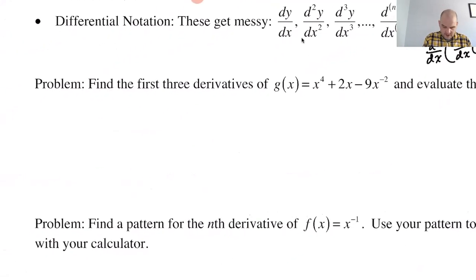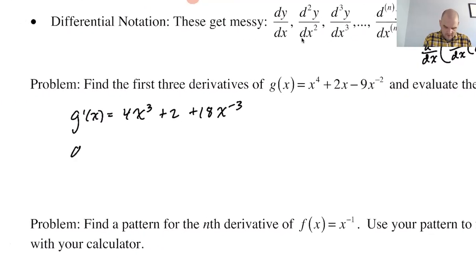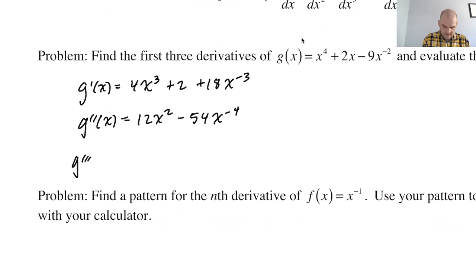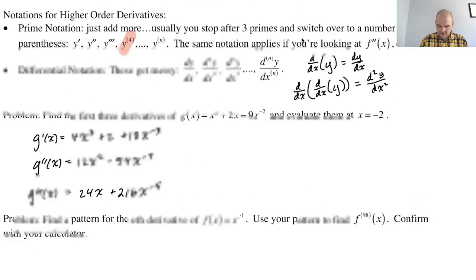All right, so g prime is gonna be 4x cubed plus 2 plus 18x to the negative 3rd. I don't want to plug in negative 2. G double prime is gonna be 12x squared minus 54x to the negative 4th. Nobody wants to do this. Maybe at home you're like, yeah, let's do it. I doubt it though. Triple prime, 24x plus 216x to the negative 5th. I'm not doing it. Let's skip this part.